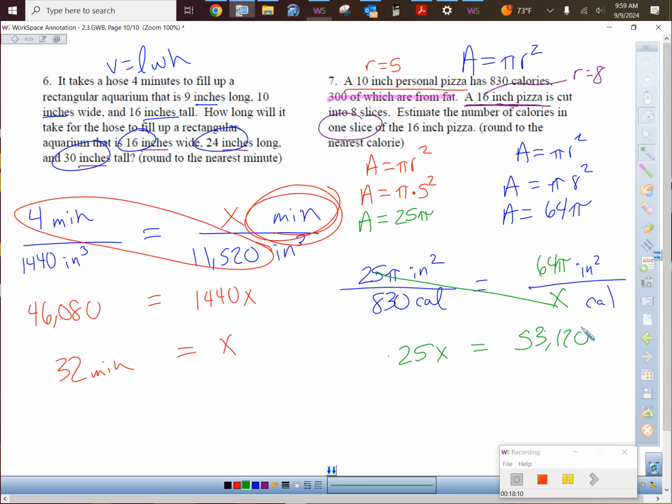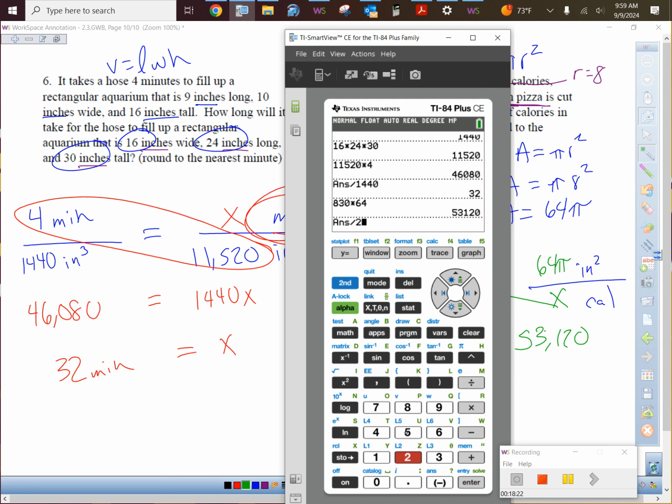But what do I got to do to solve? Divide by 25. So I'll take that big number, divide it by 25. And that doesn't come out nice, so we'll round mathy. Do you see how that's like 0.8? Should I round it up or keep it the same? I would round that up. Please read if they tell you how to round, like maybe they say to the nearest tenth, but if they don't, I would round that to the nearest whole calorie in that case. So 2125 calories.